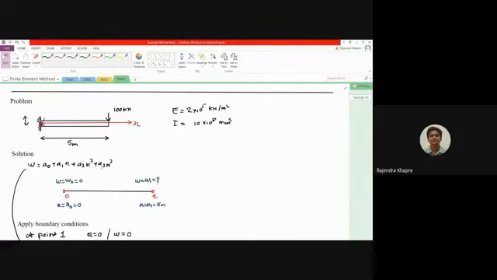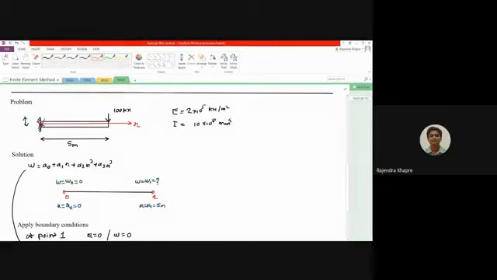Whenever you have a beam, it will be subjected to bending, and because of the bending, the shape of the beam is going to change. If you go for dw by dx, it is going to give you a slope, isn't it? You can call it theta, so at this particular point you have a theta value, and here also we have a theta value.